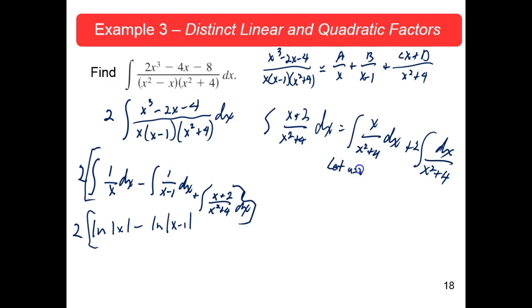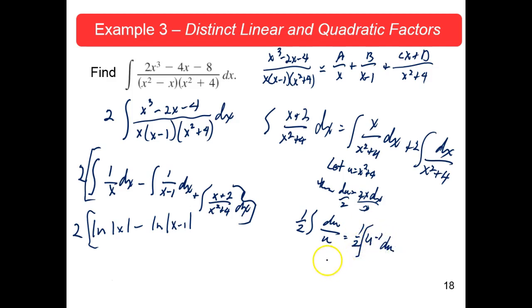Okay, let u equal x squared plus 4. Then du is equal to 2x dx. We don't really want a 2x, so let's divide by 2. And that gives me a du over 2. So this would integrate to be 1/2 times the integral of du over u, right? Which would be the same as 1/2 times the integral of u to the minus 1 du. What would that integrate as?